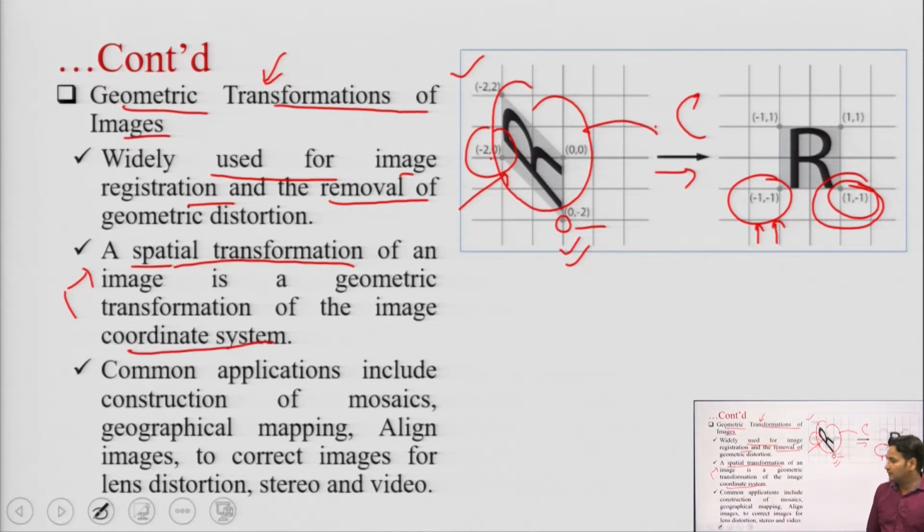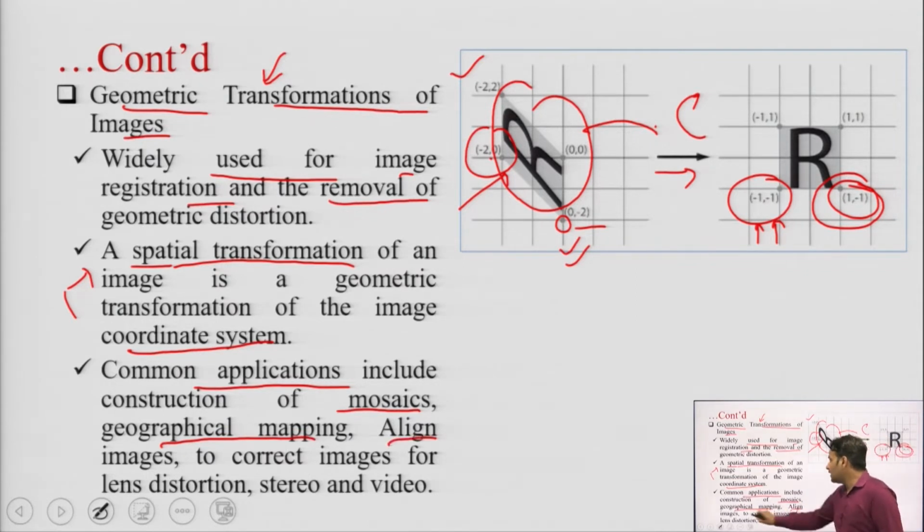very much important. Now, the common applications include construction of mosaics, geographical mapping, and aligning images to correct distortion. And which kind of distortion? Lens distortion, or many other undesired distortions you can remove by geometric transformation of images.